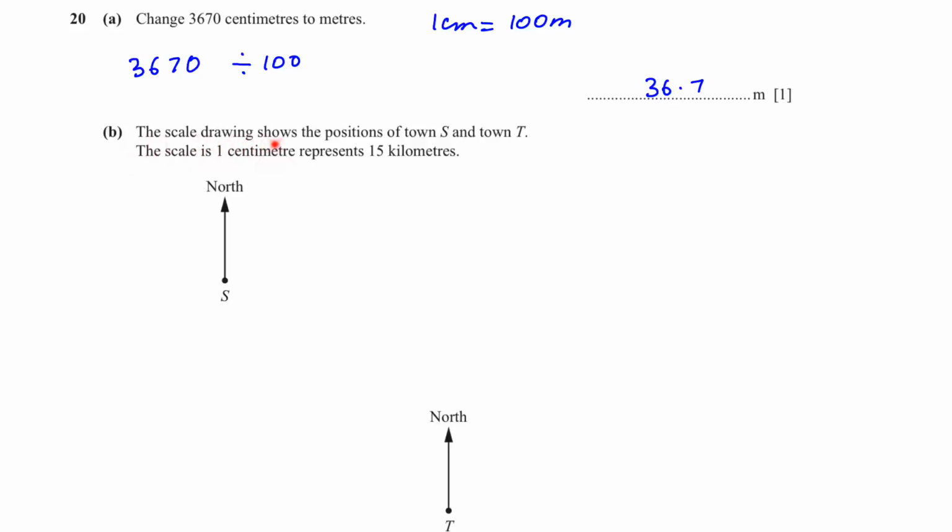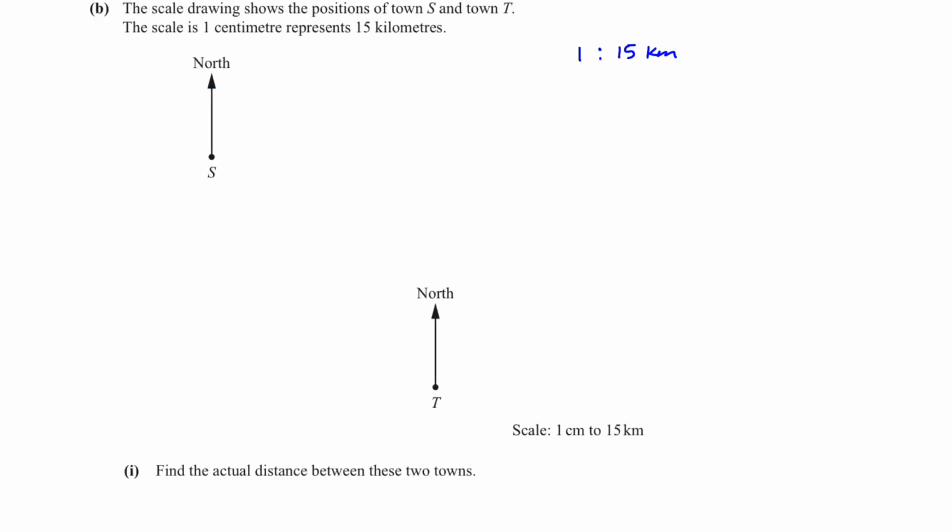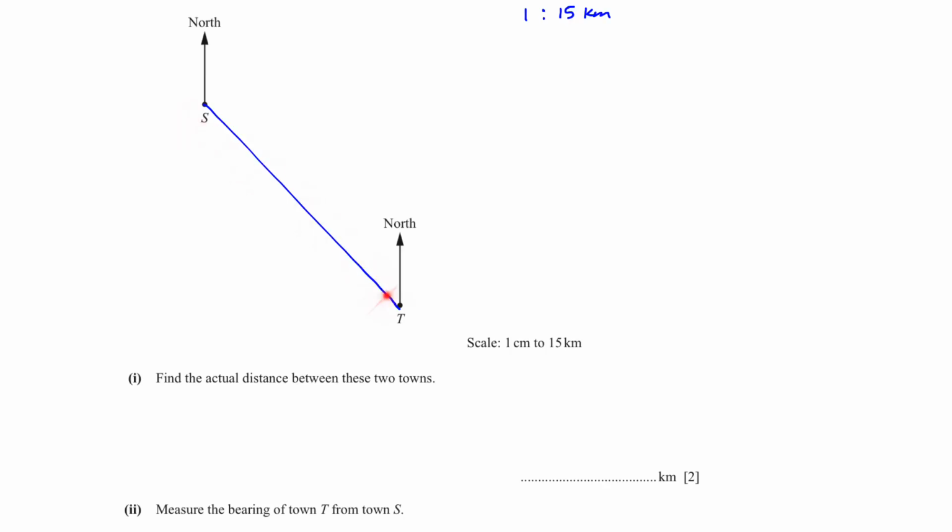Part B. The scale drawing shows the position of town S and town T. The scale is 1 centimeter represents 15 kilometers. And we have to find the actual distance between these two towns. So first we are going to measure this and then change it into the units they want. So draw a line from S to T, measure the distance, and it will be 7.8 centimeters.